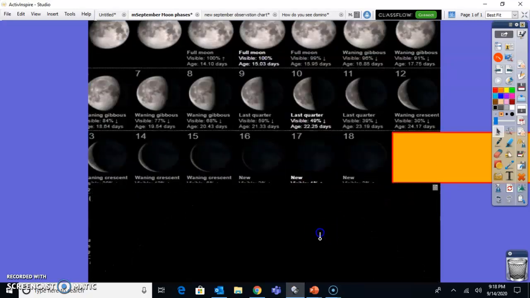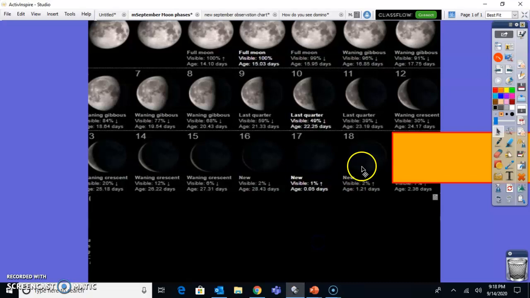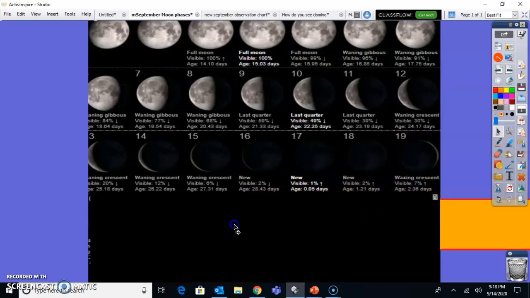So here we have Friday's moon. Not very visible. Okay, it's still considered a new moon. Let's look at Saturday. You see a little sliver coming back, and that is called the waxing crescent. So after a new moon, we have a waxing crescent.